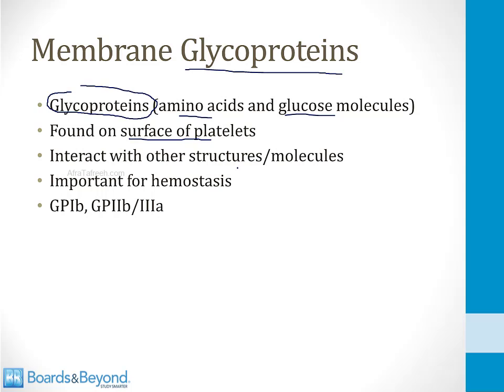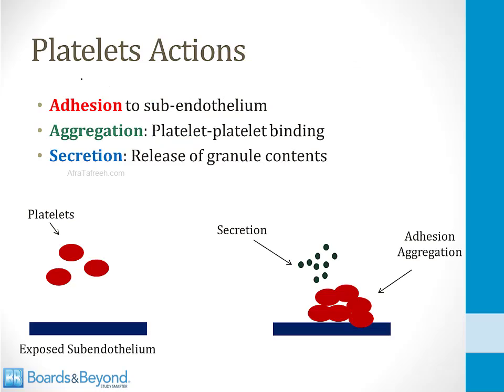Their role is to interact with other structures and molecules, and they're very important for hemostasis. And two membrane glycoproteins that are particularly important for hemostasis that we'll discuss in this module are GP1b and also GP2b3a. So now that we understand von Willebrand factor and surface glycoproteins, we can go back to our three steps of platelet plug formation and talk about them in detail.